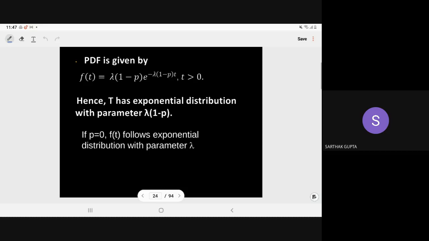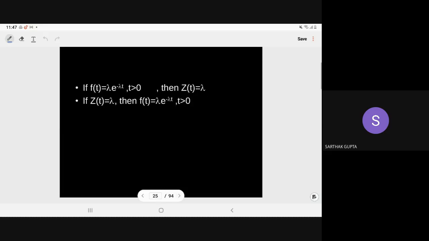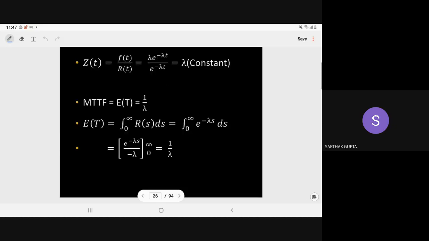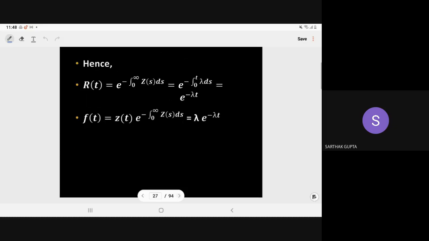Now T has the exponential distribution with parameter lambda into (1 minus p). If p is equal to 0, then also f_t follows the exponential distribution with parameter lambda. If the probability of survival after the accident is 0, then also it follows the exponential distribution. So we have this result. All these things we have already discussed. If f_t is equal to lambda e to power minus lambda t, then z is equal to lambda. If z is equal to lambda, then f_t is equal to lambda e to power minus lambda t. This we have already computed.